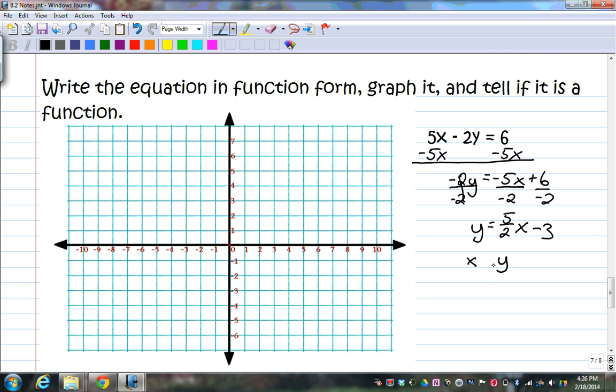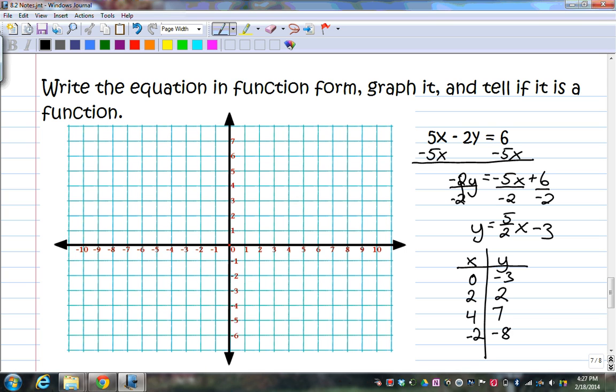Then I'm going to make my table, x's and y's. And again, I'm going to use 4 values. I love to start with what? 0, because that just leaves that last term there. Now I'm going to put in 2. I'm going to use 2, 4, and why don't I put in a negative 2? All right. If I put 2 into there, I would have 10 over 2, which is 5, minus 3, which gives me 2. If I put 4 in there, I have 4 times 5 is 20, divided by 2 is 10, minus 3 gives me 7. And then if I put a negative 2 in there, I end up with a negative 8.